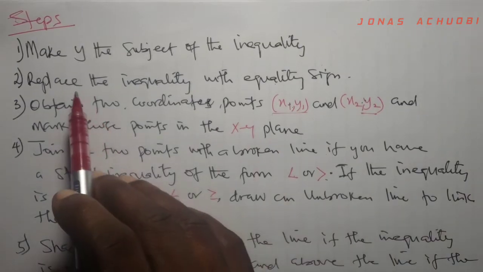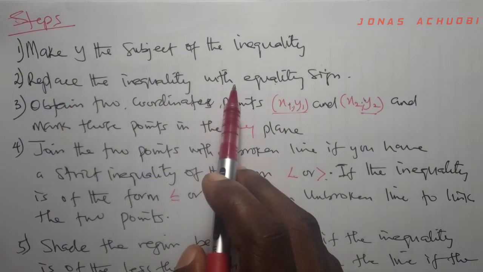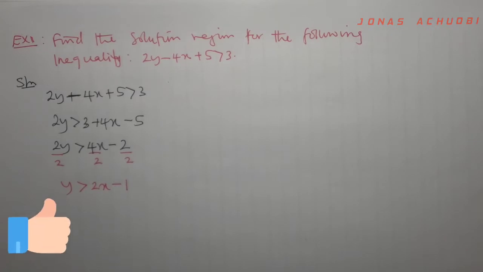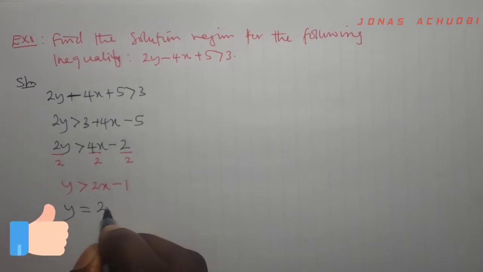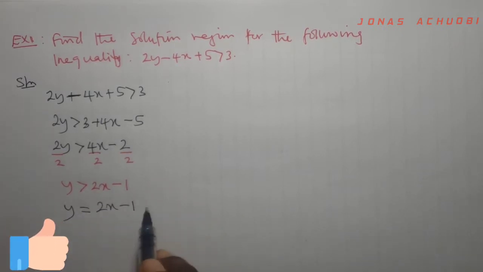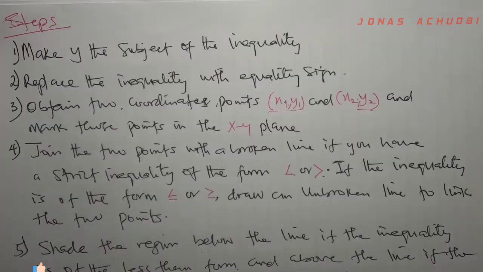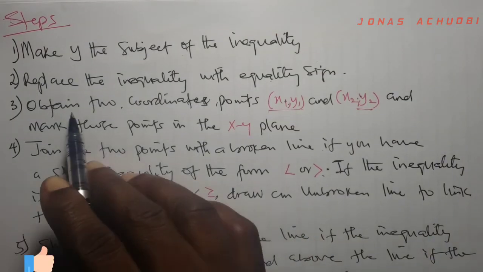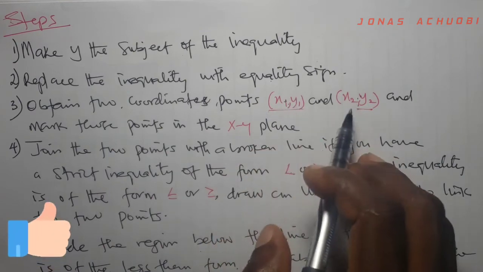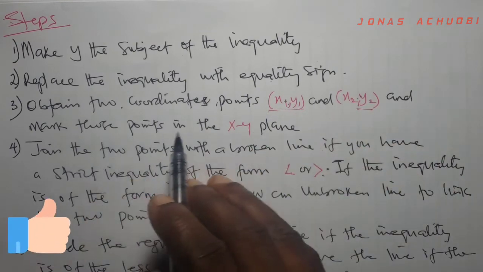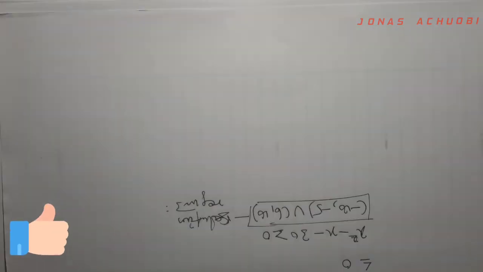Step 2 says we should replace the inequality with equality sign. So instead of writing y is greater than 2x minus 1, we'll now be writing y is equal to 2x minus 1. And of course, this becomes a line in geometry. Step 3 says we should obtain two coordinate points, x1, y1, that's the first coordinate point, and x2, y2, and mark those points in the xy plane.